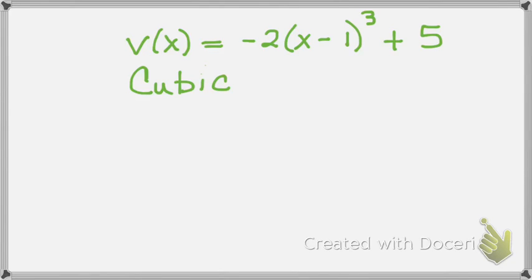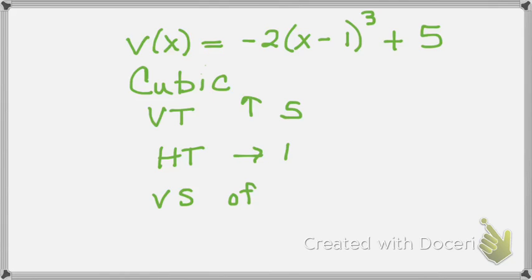The first question you'll get asked is, does it have a vertical translation? So you would put yes, it has a vertical translation, and then how does it vertically translate? Up 5. Does it have a horizontal translation? Yes, it does. And how does it move? To the right 1. Does it have a vertical compression or a vertical stretch? That's a vertical stretch of 2. And then we have an x-axis reflection.